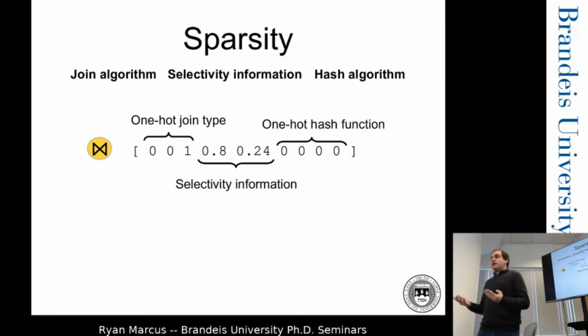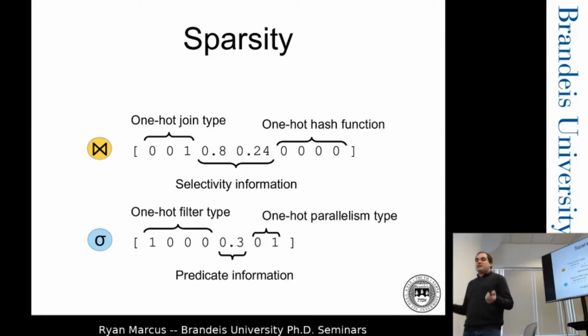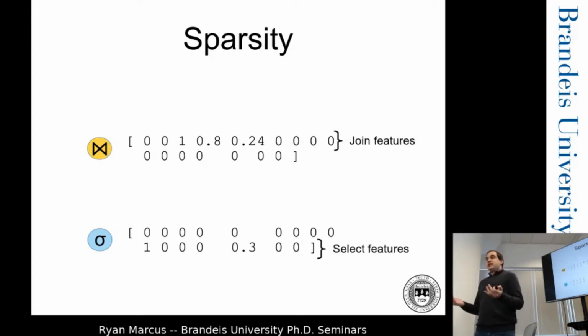Right, so we can use one-hot encoding. If we have 3 different types of joins, we can use 3 different entries in a vector and put a 1 in the type that we're using. The problem is I also have other types of operators. For example, a selection operator. The selection operator has a different chunk of information. So if I want to do machine learning on query operators, I need one featurization that will work for both of these things. So the easiest thing to do is to just glue them together, right? We use the first entries for the join features and the bottom entries for the select features, and then the others get set to 0.